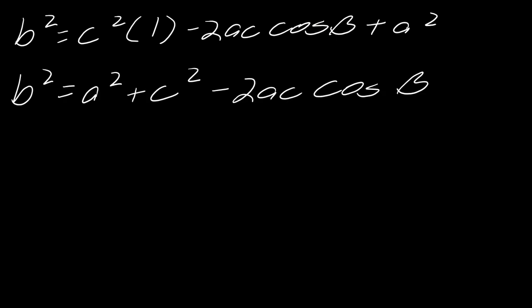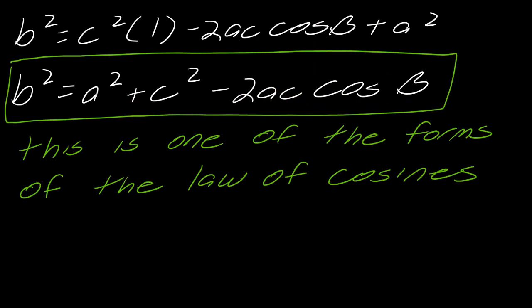And from here, I can just rearrange it to make it look a little nicer. So I'll just put everything in alphabetical order. So b squared equals a squared plus c squared. So I just move the a squared here to the front, and then minus the 2ac cosine b. All right. And so this is one of the forms of the law of cosines. So hooray, we've done it. So that's where it comes from.